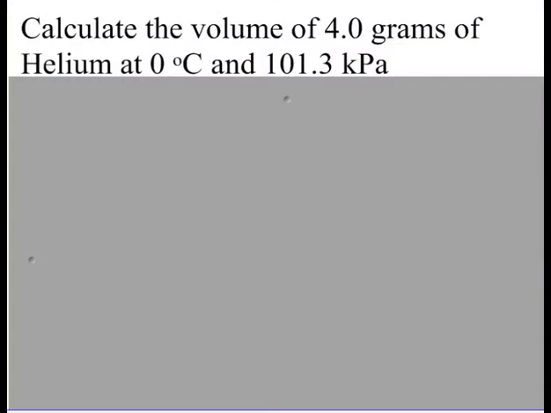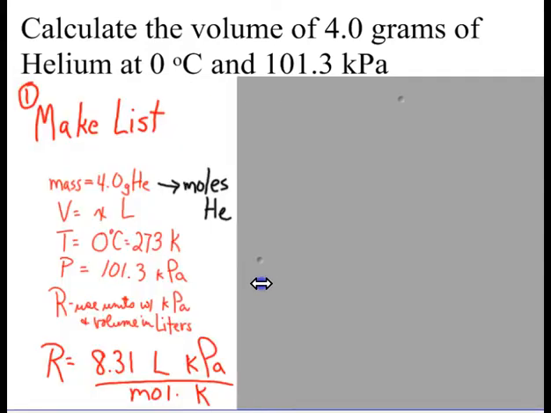So here is a typical problem. If you look at the information here, it's asked to calculate volume. They give you a mass of a gas. They give you temperature and pressure. Notice that there's only one of each of these things given. So that tells us we need to use the ideal gas equation. It's always helpful to make a list of what you're given, and so that's what's on the next slide.